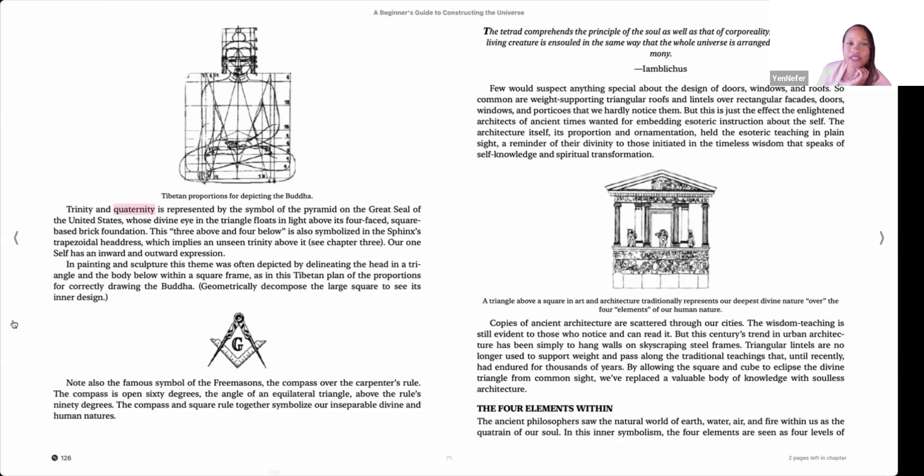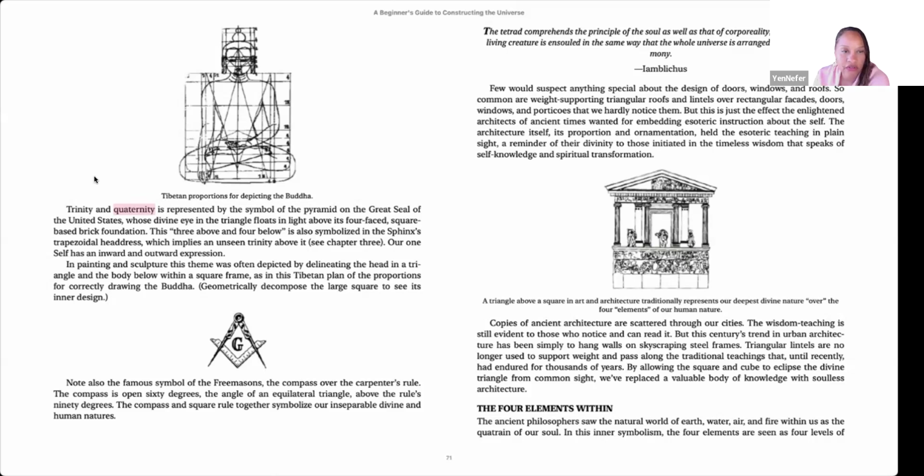Quaternity. Okay. So trinity and quaternity is represented by the symbol of the pyramid on the Great Seal of the United States, whose divine eye in the triangle floats in light above its four-faced, square-based brick foundation. This three above and four below is also symbolized in the Sphinx's trapezoidal headdress, which implies an unseen trinity above.